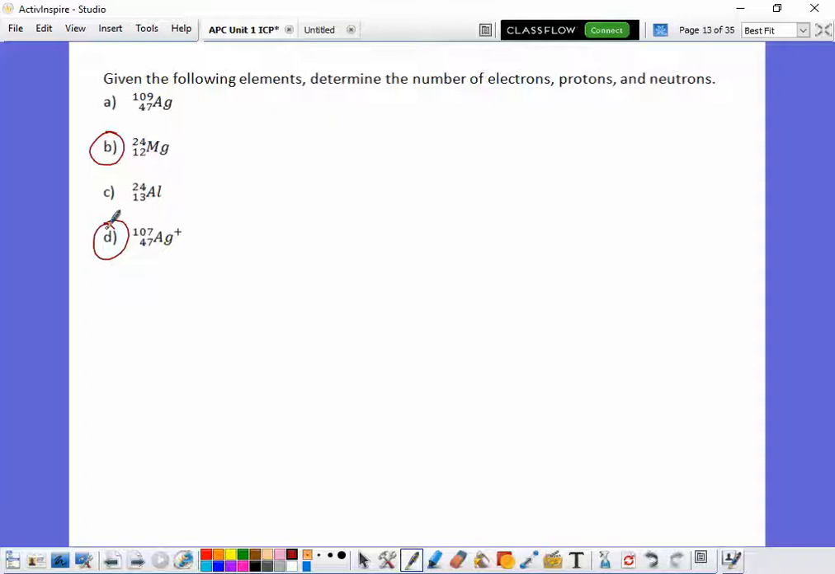Magnesium. Which of these numbers will tell me the number of protons? The bottom number, because that is the atomic number. An atomic number is the number of protons. So how many protons does magnesium have? 12. How many electrons does this magnesium atom have? 12 as well, because it is neutral. There's no charge written here, so therefore it's neutral. If there was a charge, then we'd have to accommodate for that. And then how do I find the number of neutrons?